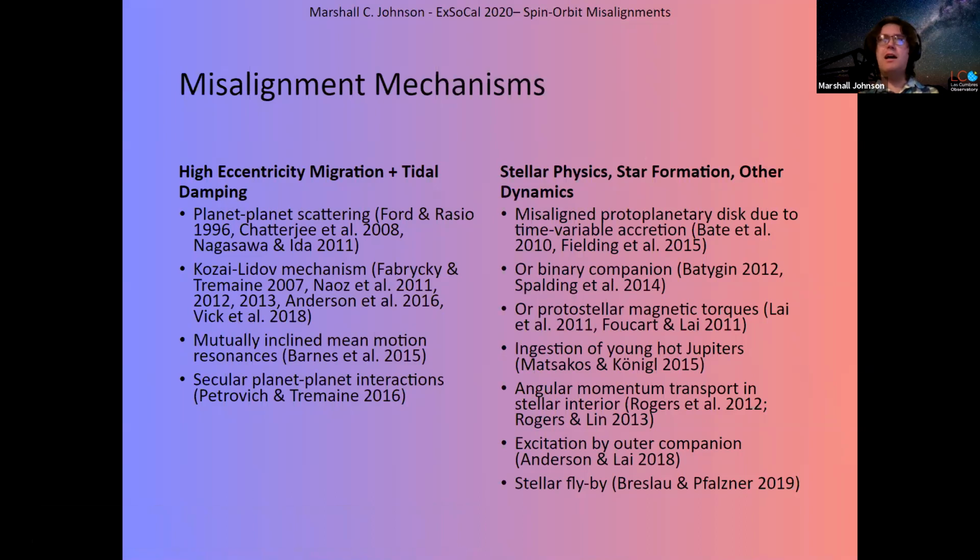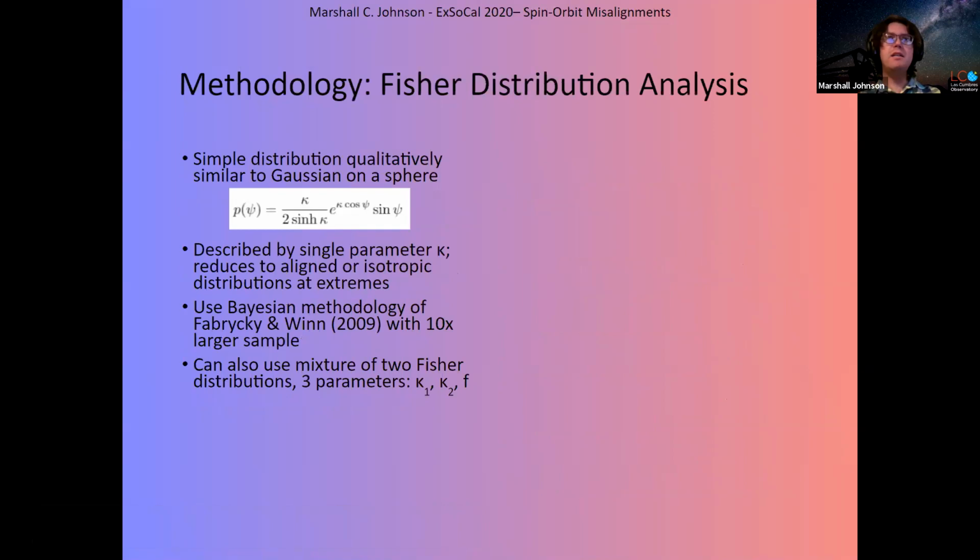So I'm going to be talking about a couple of different pathways forward for this. The first is a hierarchical analysis of the population of hot Jupiter spin-orbit misalignment measurements. For a lot of this, I'm modeling them as a Fisher distribution, which is defined here. It's qualitatively similar to a Gaussian distribution on a sphere, and this kappa parameter describes the dispersion of the distribution. I'm using the Bayesian methodology for population analysis that was introduced by Dan Fabrycky and Josh Winn in their 2009 paper.